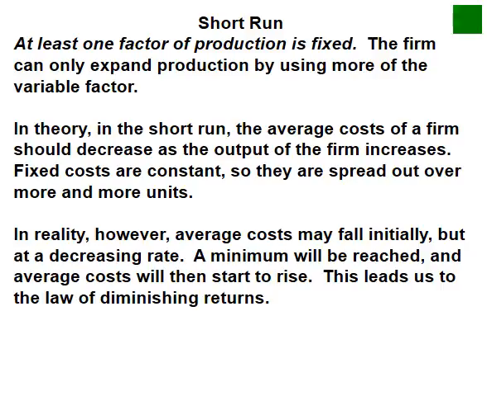In the short run, I'd like to emphasize once again that at least one factor of production is fixed. In our simple case of the farm, it was land. We can only expand production by using more of the variable factors, and in that case it was labor. In theory, in the short run, the average costs of a firm should decrease as they produce more. Fixed costs are constant, so we know that average fixed costs decrease because they're spread out over more and more units. But in reality, we often see that the average costs may fall initially, but at a decreasing rate. A minimum will be reached, and average cost will then start to rise. So this leads us again to the law of diminishing returns.